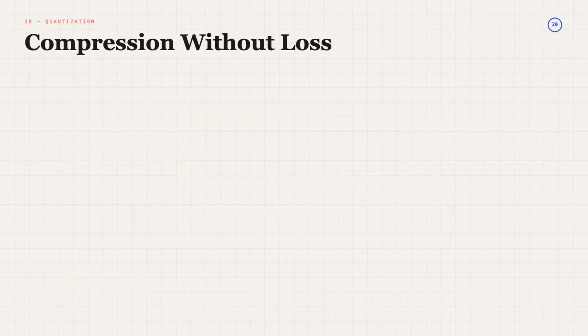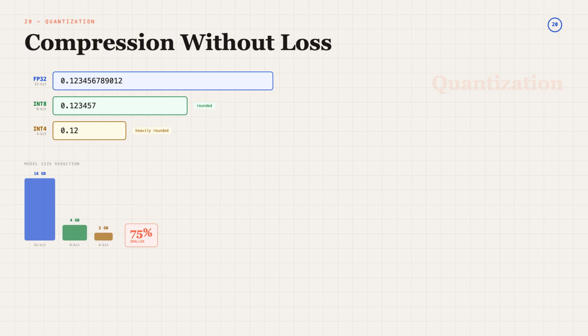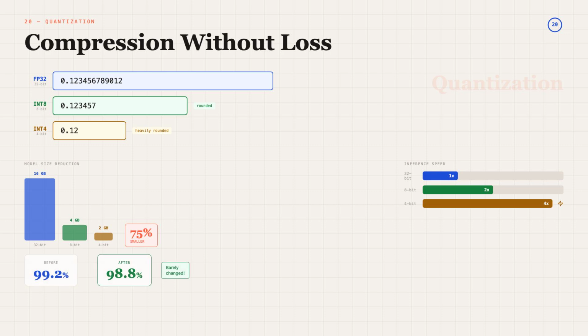AI models store their knowledge as decimal numbers with lots of precision. 32 bits per number. Quantization rounds those numbers down to 8 bits or even 4. That makes the model 75% smaller and up to 4 times faster. And the accuracy barely drops. Maybe from 99.2 to 98.8%. It's like compressing a photo. You lose a tiny bit of quality, but the file becomes small enough to actually use on real devices.